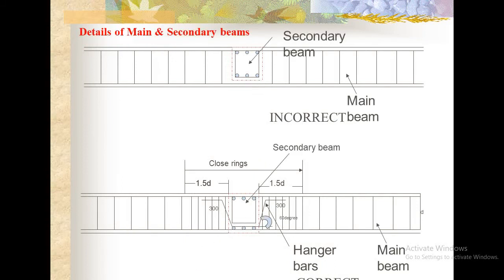In such cases, the secondary beam induces a point load on this main beam. As the point load is induced on this main beam, the shear force will be higher than in the other regions. In such cases, you need to provide the lateral ties closer, more closely compared to other spacing like this one, 1.5 times D from either side. Closer rings should be provided.